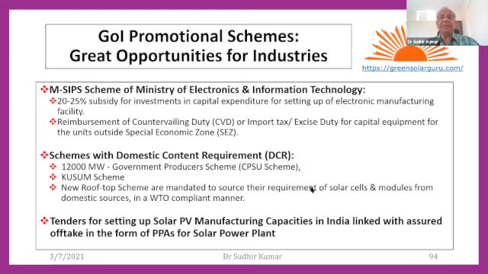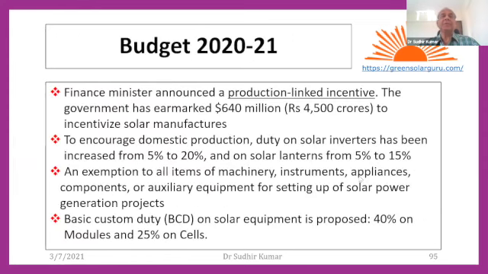This bidding is already done, and some bidding is already going on in the process. So in this year's budget, the Finance Minister has announced the production linked incentive. Means as you produce, you get the incentive. That is 4,500 crores. This year, it has been announced. Incentivize the solar manufacturers. So local solar manufacturing is being promoted to encourage domestic production.